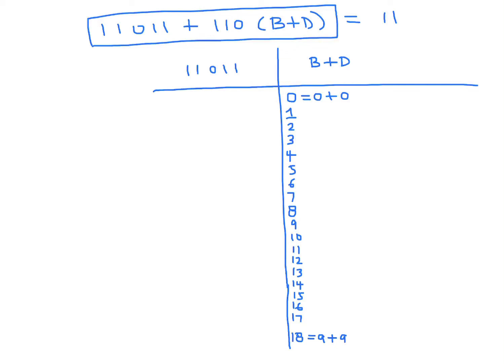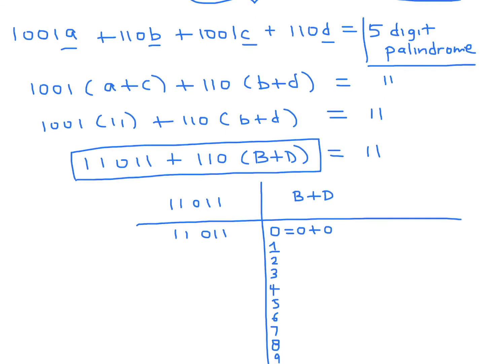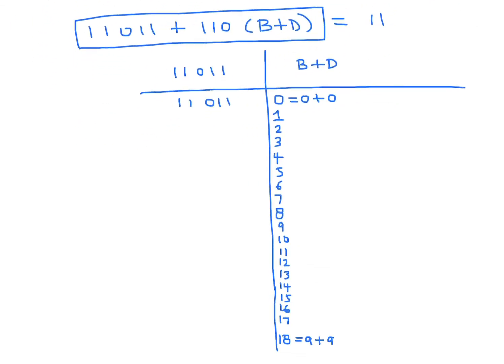All right, let's go with this now. So when it's 0, it just becomes 11011. Is this result a 5-digit palindrome, which is what we want? And the answer is yes. So great, we got our first scenario here: B plus D is equal to 0. And if we keep going, the math in this is pretty straightforward. You're just adding 110 each time. So it shouldn't be that hard.